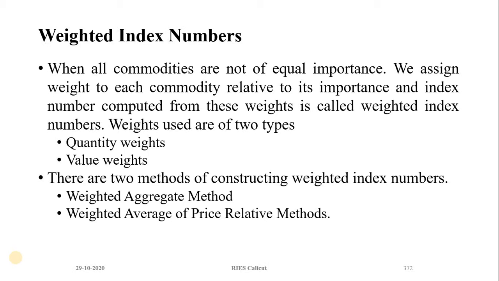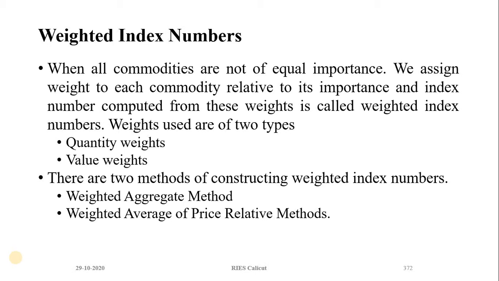Okay, so when all commodities are not of equal importance, we have to assign a weight to each commodity relative to its importance. Okay, and an index number which is calculated considering the weight is known as a weighted index number. So an index number which is constructed by considering the weights or the relative importance is known as a weighted index number.